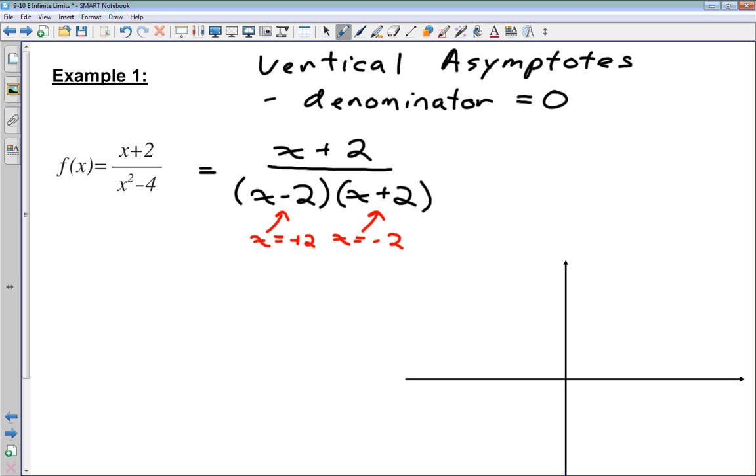Because we can do this thing that we did before. We can cross out these two terms in the numerator and denominator, and rewrite this as 1 over x minus 2. So this one that we could not cancel out is still here at x equals positive 2, that's our vertical asymptote. But because we've been able to get rid of this term, which gave us the solution x equals negative 2, this is actually what is called a removable discontinuity.